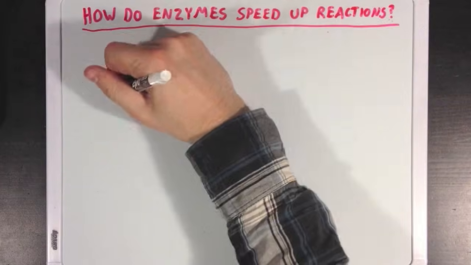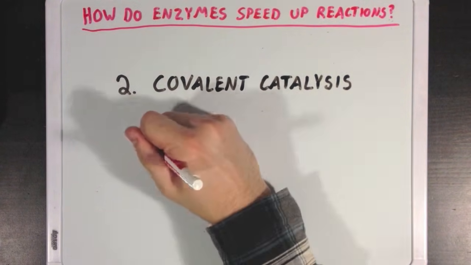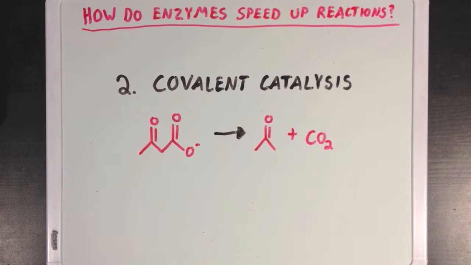Our next catalytic strategy is covalent catalysis, which happens when enzymes form a covalent bond with another molecule, usually their target molecule. Remember that covalent bonds involve two molecules sharing electrons. And looking at this reaction here, we have a decarboxylation reaction going on, which if you remember from organic chemistry is when a carboxy or CO2 group is being taken off a molecule.